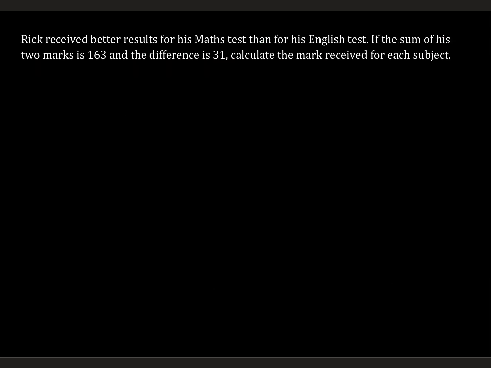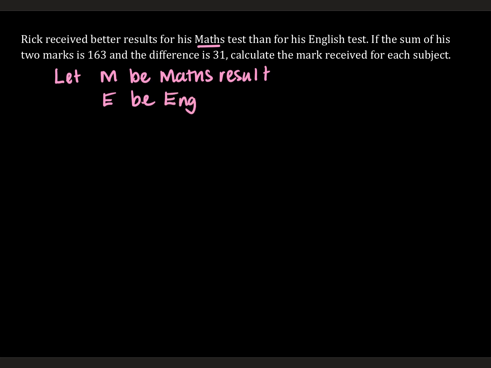Here's another one of those. Press pause on the video and see if you can do it yourself. Remember, the first step is going to be defining your variables. So the first thing you're going to want to do is write: let m be the maths result, and let e be the English result. Now make sure that you always write that, otherwise as you're moving through the problem it gets really confusing.